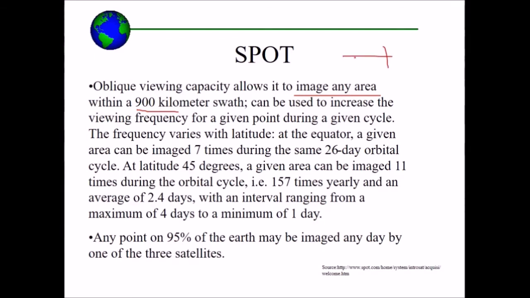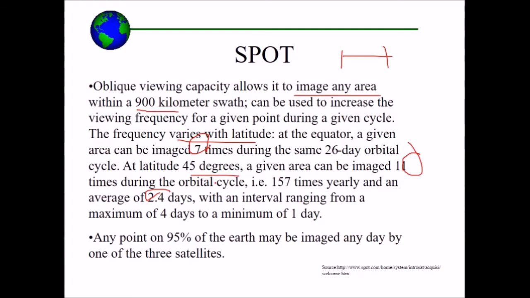This can be used to increase the viewing frequency for a given point during a given cycle, and the frequency also varies with latitude. At the equator, a given area can be imaged 7 times during the same 26-day orbital cycle, and at latitude 45 degrees, a given area can be imaged 11 times during the orbital cycle, and 157 times yearly, an average of 2.4 days.